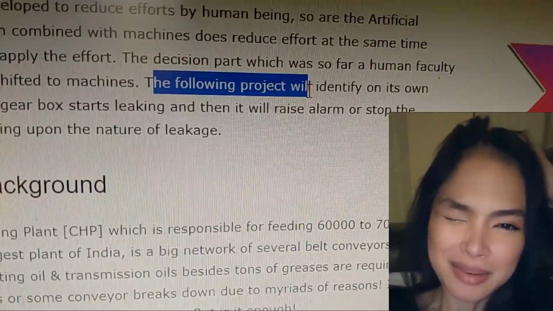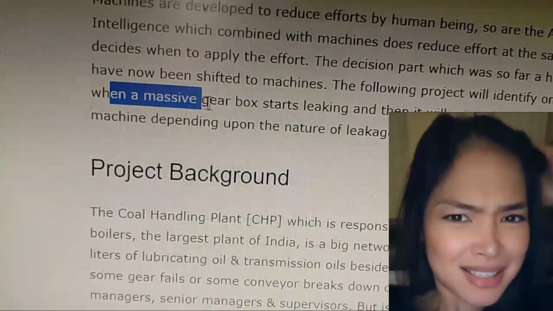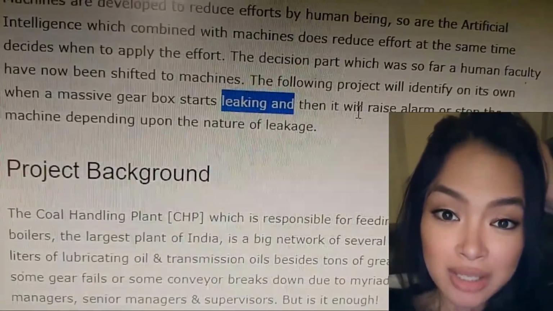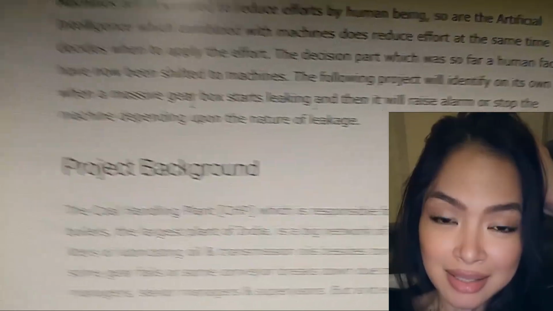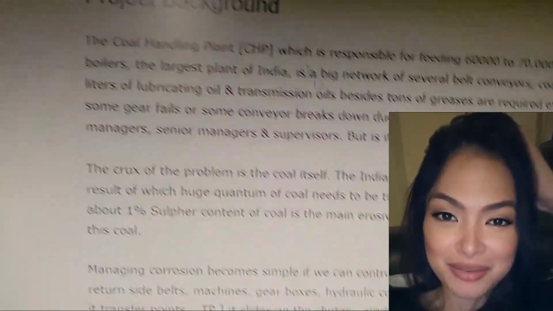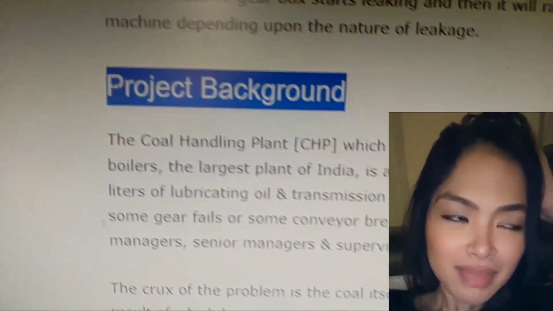The following project will identify on its own when a massive gearbox starts failing and when it is at risk, raise an alarm or stop the machine depending upon the nature of the failing. The project's background.